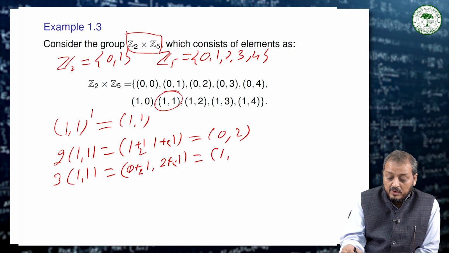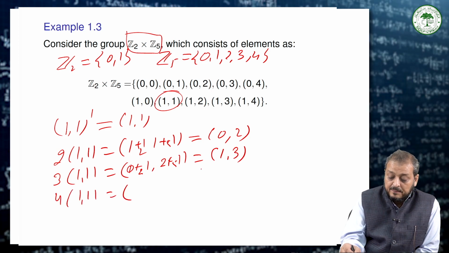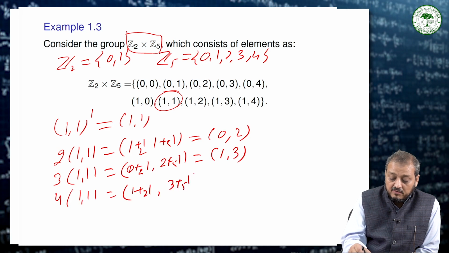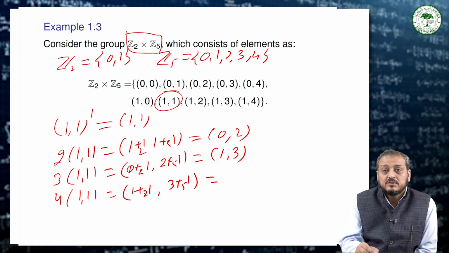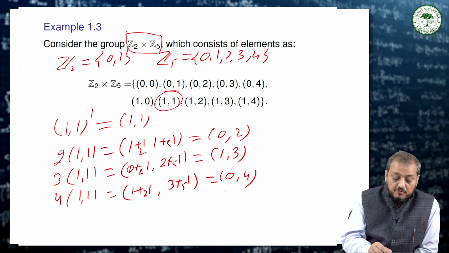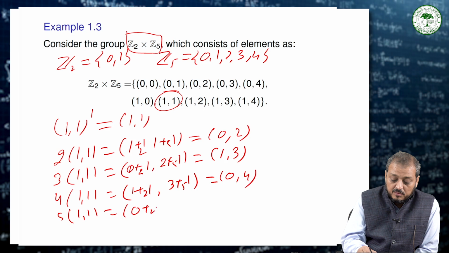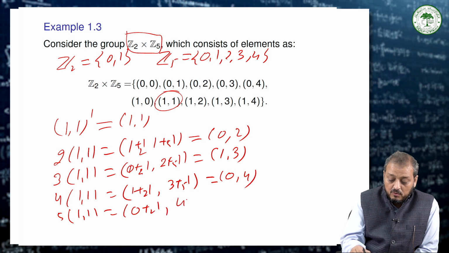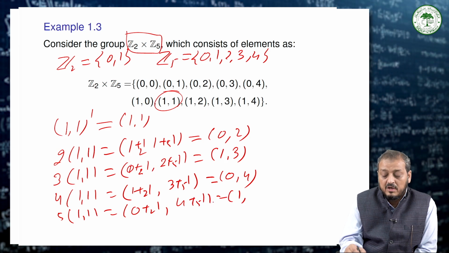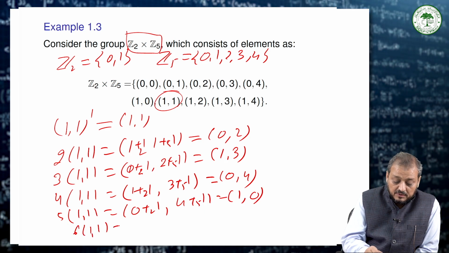Now 4 times (1, 1) is equal to 1 addition modulo 2 1 and 3 addition modulo 5 1. That is 1 plus 1 is 2, which is 0, and 3 plus 1 is 4, so (0, 4). Then 5 times (1, 1) is 0 addition modulo 2 1 and 4 addition modulo 5 1, which is 1, and 4 plus 1 is 5, which is again 0, so (1, 0).